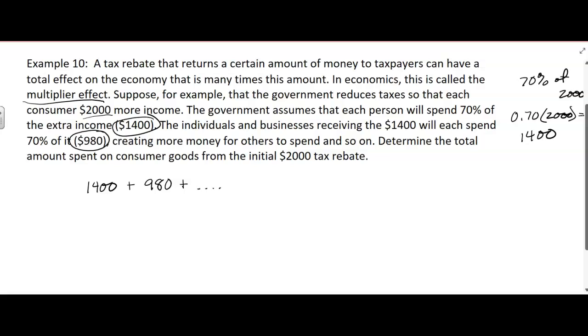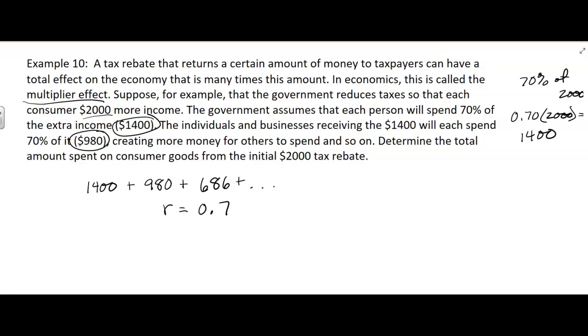I guess we should do a third term. So what's 70% of 980? Grab my calculator. 0.7 times 980. Okay, so something went wrong. I didn't hit the right button. 0.7 times 980, and it's going to be 686. Okay, there's three terms. Now we know what we're multiplying by each time, so the ratio is 0.7.